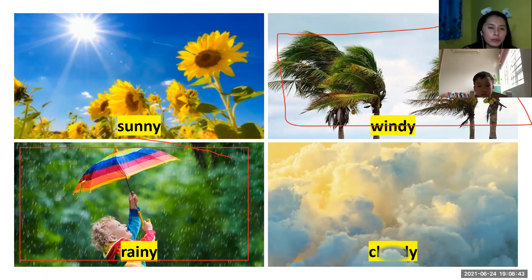Cloudy. Oh, very good. So, sunny, windy, rainy, and cloudy. Okay? Yes. Okay, again, what are those? Can you read those words with the pictures? Go. Sunny, windy, rainy, cloudy. Okay, very good. If the wind is very, very strong, that is windy. Okay? Yes. All right, very good.